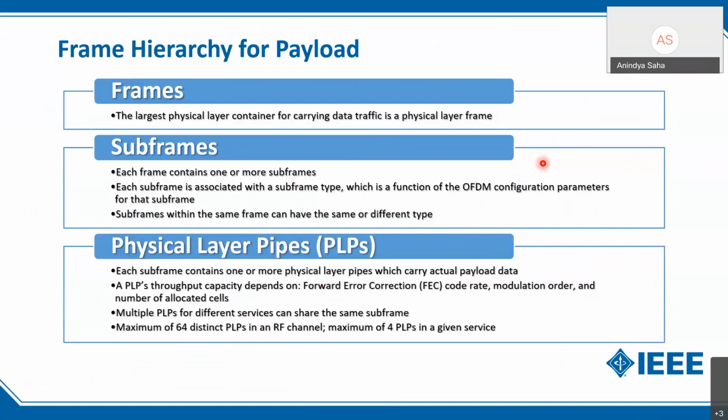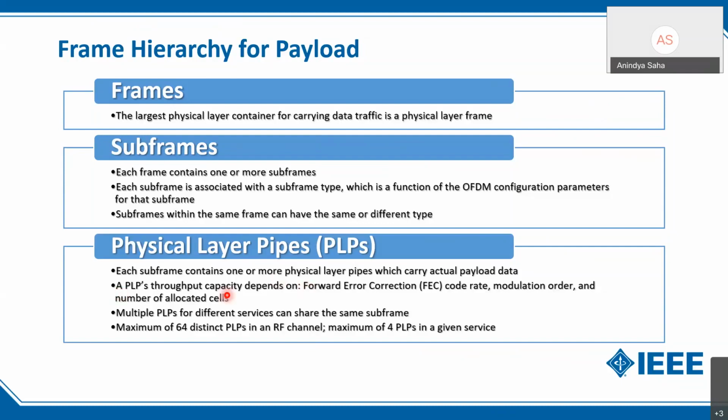So let us look at the framing hierarchy of the standard. If you look at the frame hierarchy, you have what are called frames, which are the largest physical layer container to carry the data. You have subframes, which are within a frame. Each frame has one or more subframes, and subframes could be of multiple types. The lowest granularity level is what is called physical layer pipes, or PLP. Each subframe can have multiple PLPs, which allows multiple services to coexist.